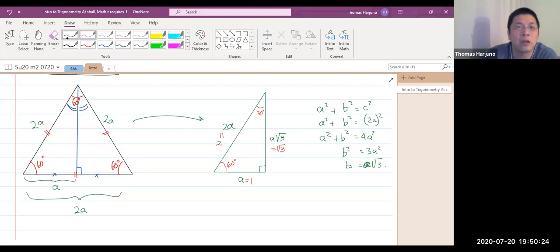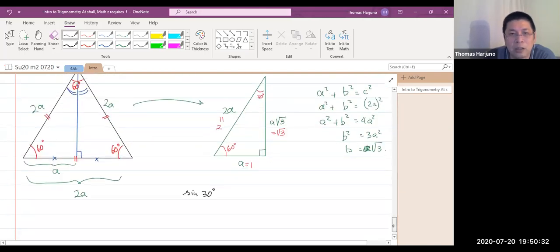Then from here, let's start with finding the value of sine 30 degrees, cosine 30 degrees and tangent 30 degrees, using that triangle. And then after that, we would like to do sine 60 degrees, cosine 60 degrees, and tangent 60 degrees.